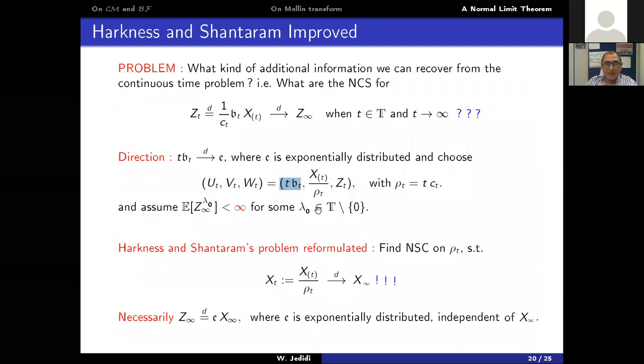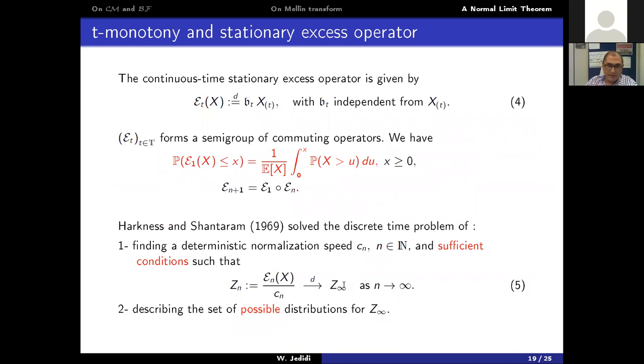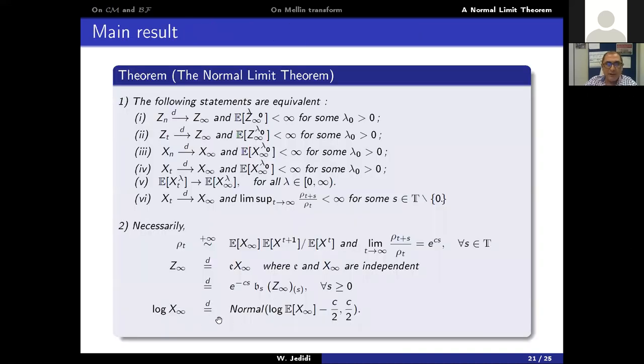Let me stress that since the beginning, in the literature dealing with the problem of Hartmann and Santorin, one of the candidates, Z infinity, was a mixture of exponential distribution with the log normal distribution. So what we prove here is that the only limit that could arise is a mixture of exponential with log normal distribution. Then this Z infinity, which is often described by this equation in law, actually, if this is true for any S, then necessarily the distribution of Z is a mixture of an exponential distribution with a log normal distribution.